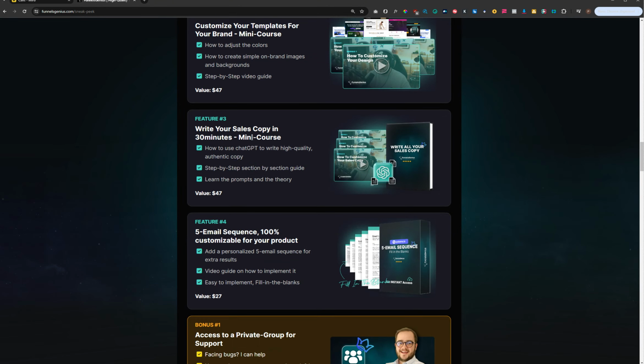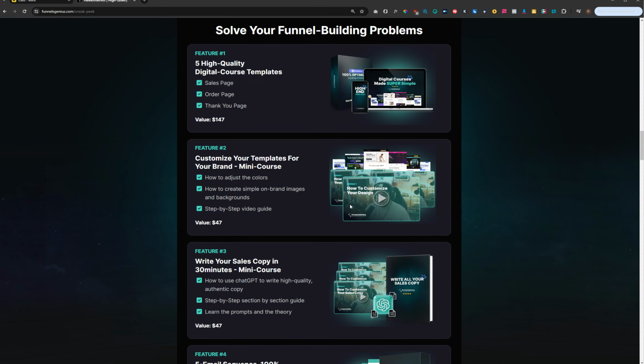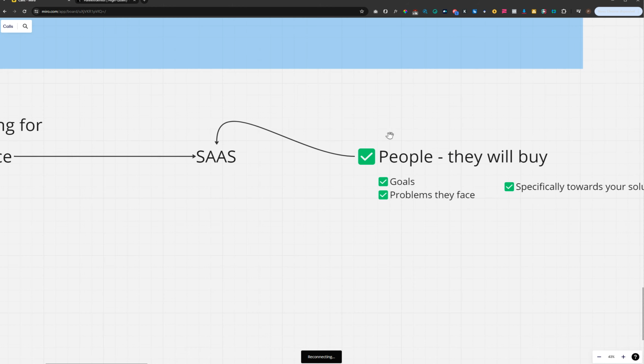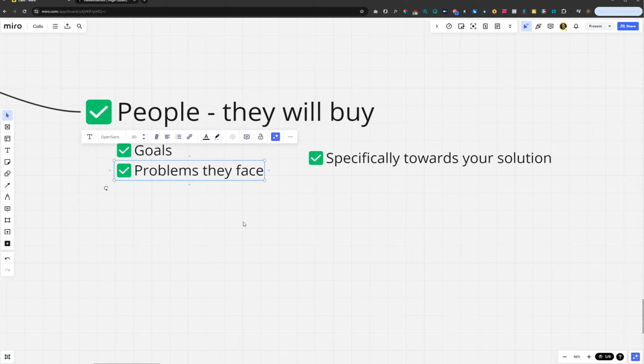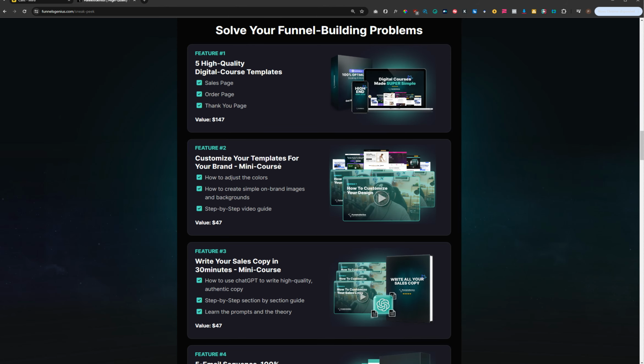Then the next thing is, what's the next problem they are going to have? They're going to have problems with writing the sales copy. So what did I do? I created a mini course on how you can use ChatGPT to write high quality, authentic copy, step by step, section by section, and learn the prompts and theory behind it. So I am using templates as a way to grab people's attention, but because I know my audience, the goals they have, and the problems they face, I can simplify my offer and make it even better by adding those things as solutions.